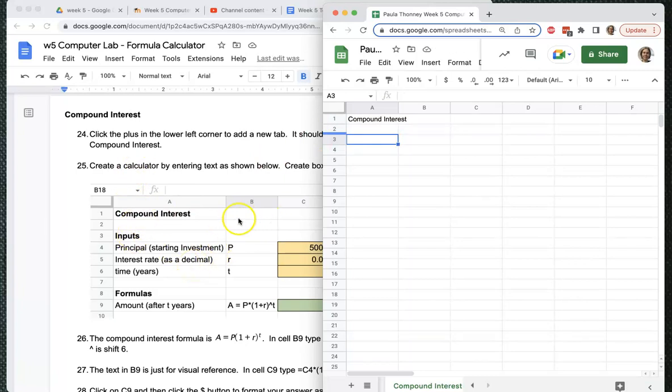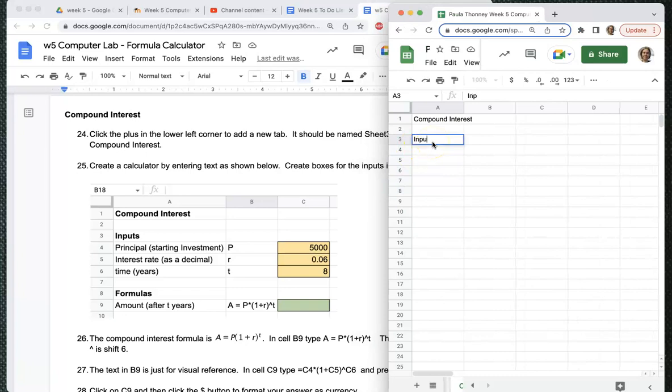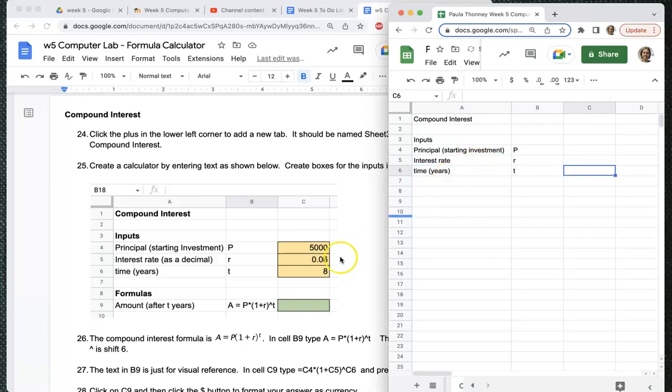I'm going to just duplicate the text that I see here below. I'll just move this over a little bit. And then inputs. How many inputs do I have? 3. Principal, starting investment. And that's letter P. And because my text is actually pretty long, I'm going to drag this column wider. Interest rate R, time, parentheses, years, T. So those are my inputs.